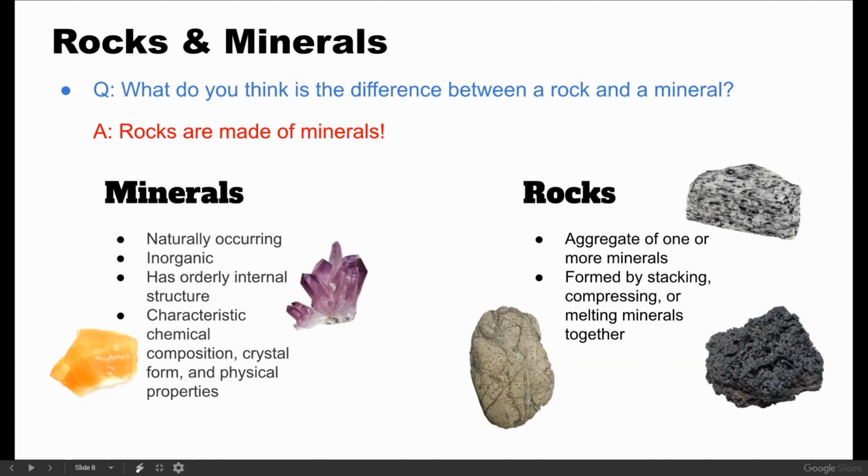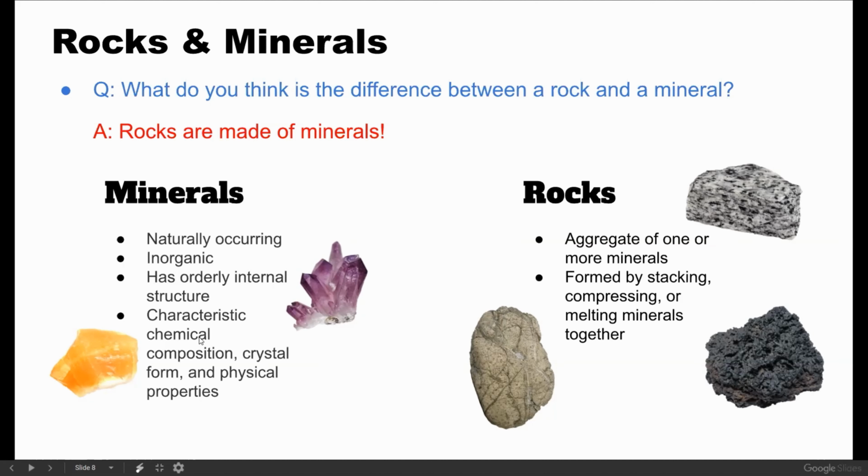So, minerals are naturally occurring. They are inorganic. That means they are not and have not ever been alive. They have very orderly internal structure. It is called a crystal structure. And it is a very, very orderly structure, always made up the same way, always has the same pattern to it.